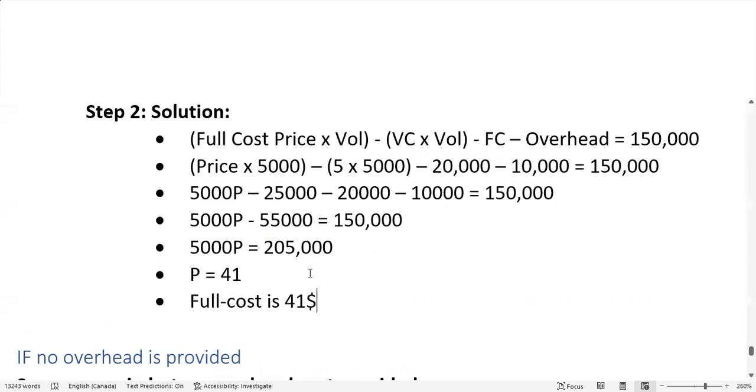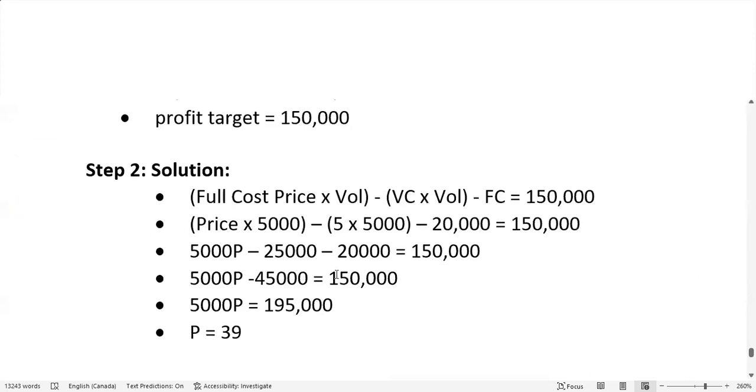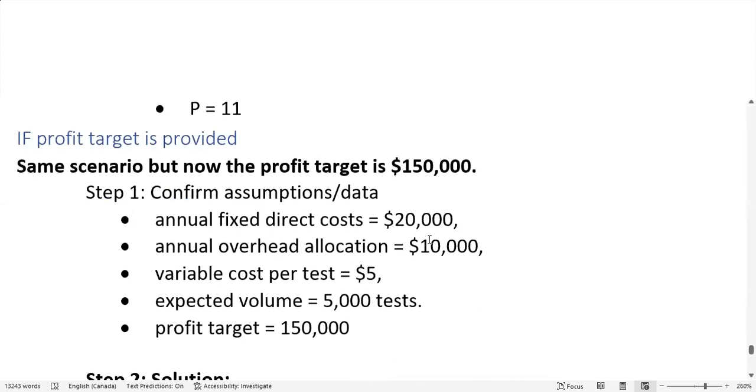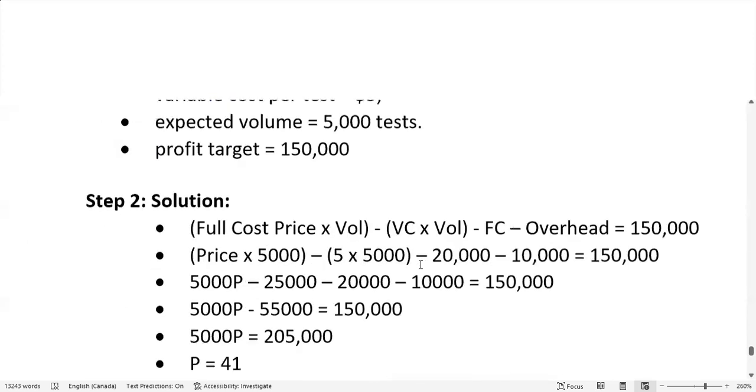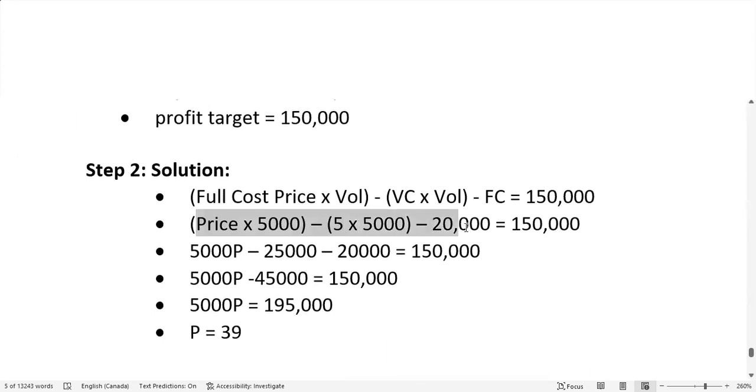Maybe you would come across a scenario where there's no overhead included, right? In this example, it would be largely the same again, except that we don't include the overhead, which in the previous formula was $10,000. That's all we need to do if there's overhead included in the data. So, same scenario where they want to target 150,000, but they don't have any overhead. If you follow the equation, you would arrive at a solution of P equals 39 for the price. The full cost price is $39.